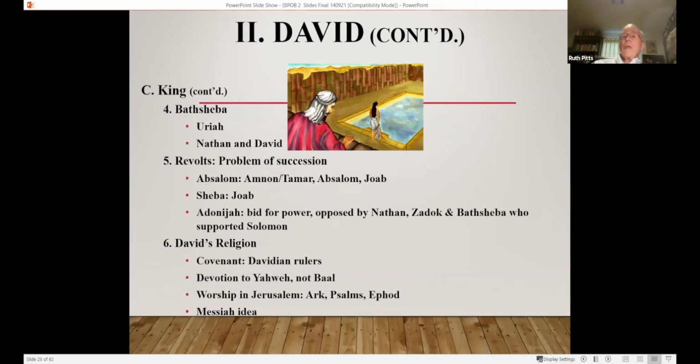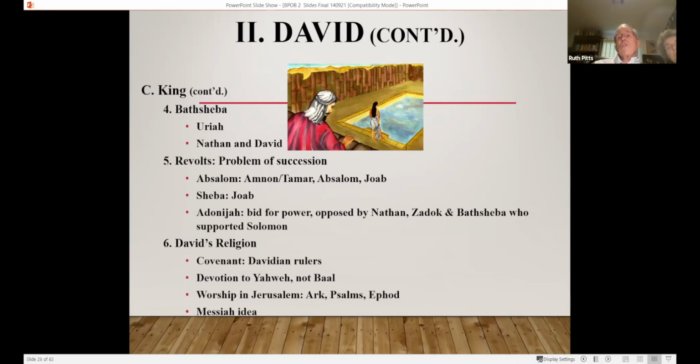So Absalom gets into all kinds of difficulty. Amnon rapes his sister Tamar, so Absalom kills him. And then Joab kills Absalom, and there's another rival, Sheba, who's killed. Adonijah makes a bid for power, but Bathsheba supported Solomon, and Solomon gets the nod. But the poor man's suffering with his children is just endless after this event.